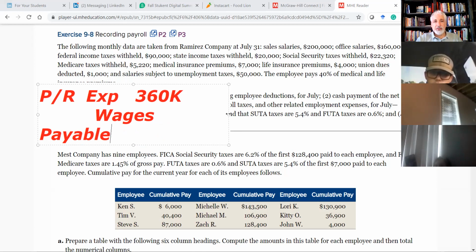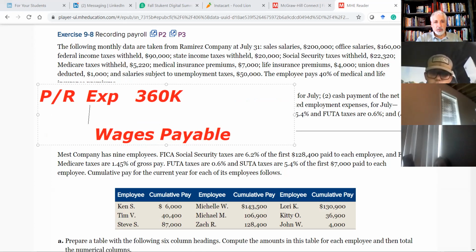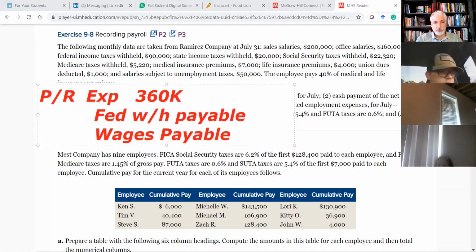So to get there, we have to deduct a whole bunch of other things. So what do we have to worry about? As we saw in the first whiteboard, I have federal withholdings. Fed withholdings payable. I'm going to abbreviate payable. What do we have for federal withholdings payable? 90,000.